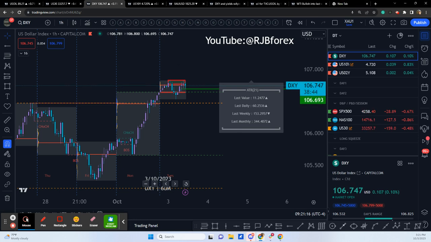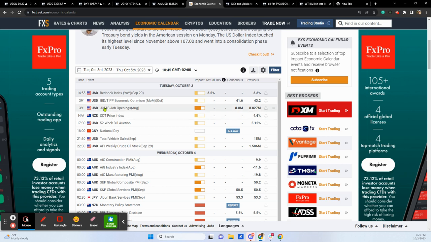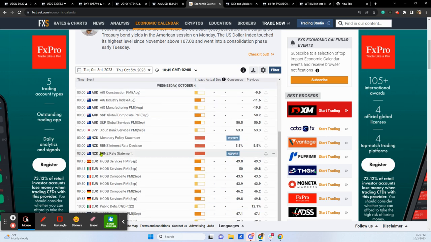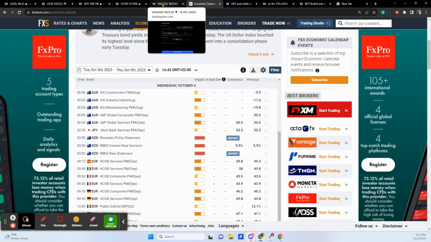In terms of the calendar today, we've got JOLTS. But where are we in the day? That's coming up in 40 minutes' time. So keep an eye on the JOLTS as well. There'll be a focus on JOLTS, especially due to there being the jobs reports tomorrow and Friday, non-farm payrolls on Friday. So there could be an emphasis on JOLTS data today. And then later on tonight, we've got the RBNZ. But that's going to be in Asia for the New Zealand dollar.